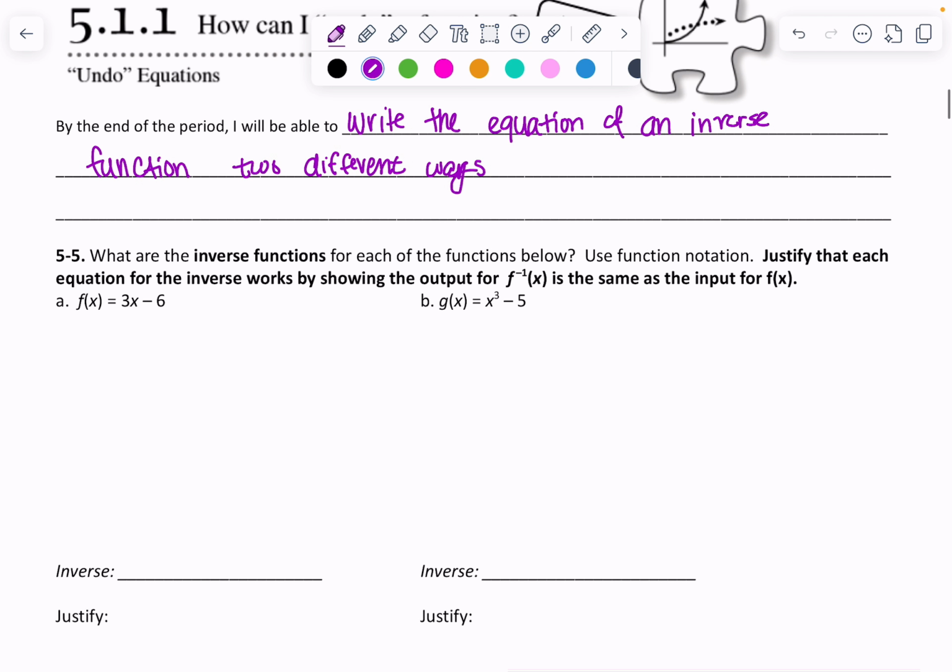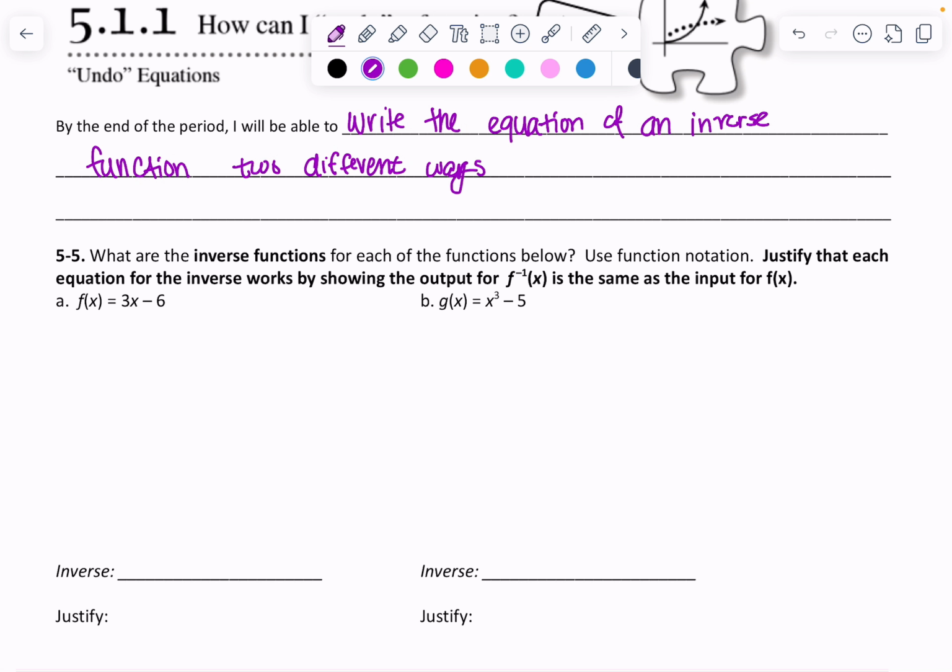So this question says, what are the inverse functions for each of the functions below? Use function notation and justify that each equation for the inverse works by showing the output for f inverse is the same as the input for f of x. So anytime we were trying to find an inverse yesterday, we were really focused on listing out steps, because an inverse is basically just reversing or trying to undo the steps in our original equation.